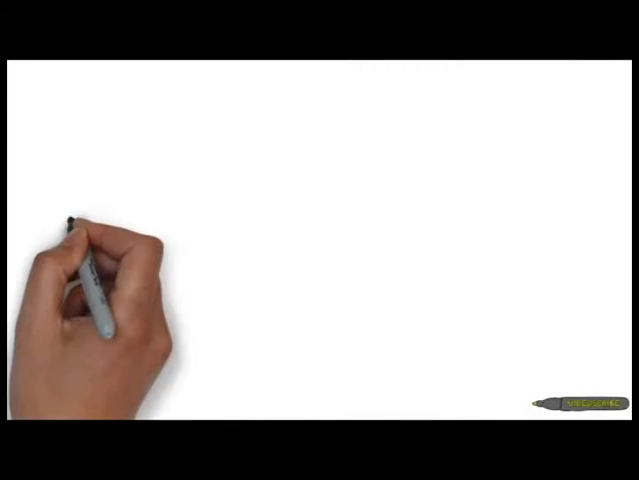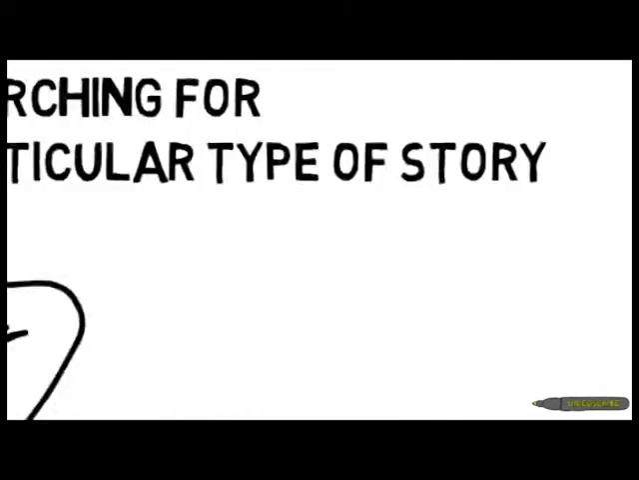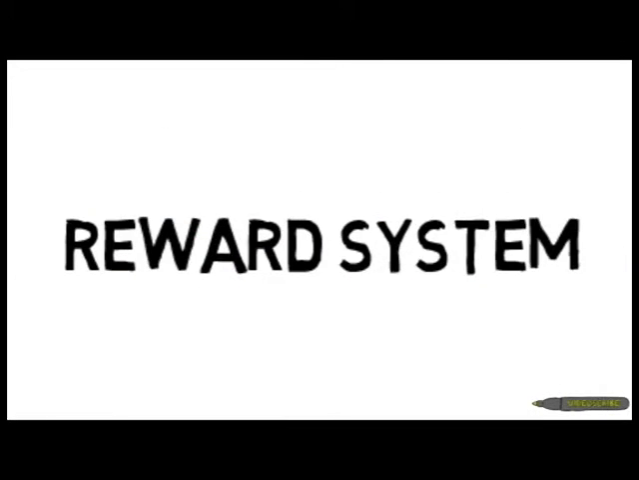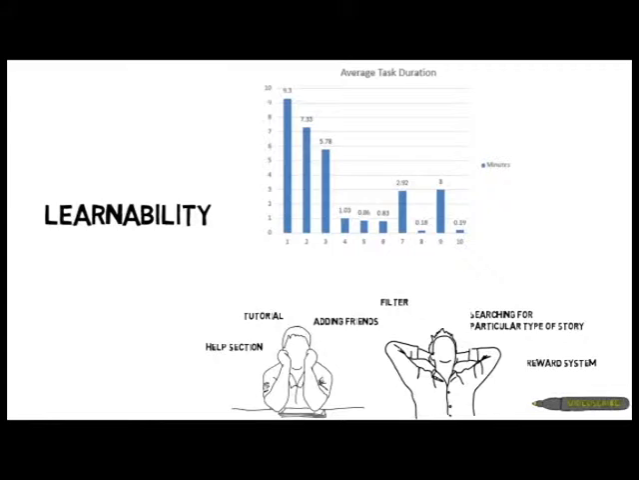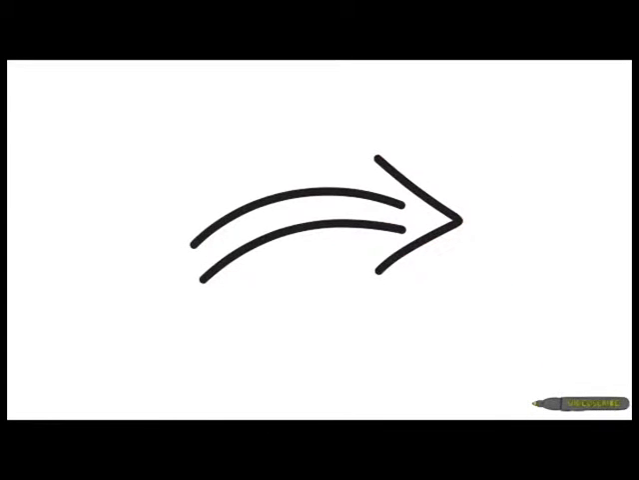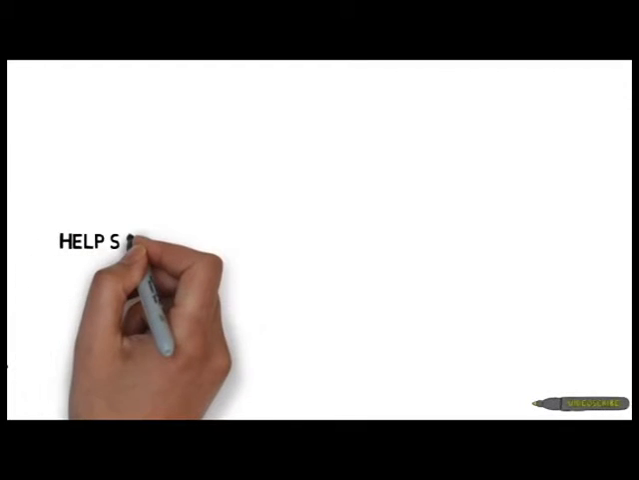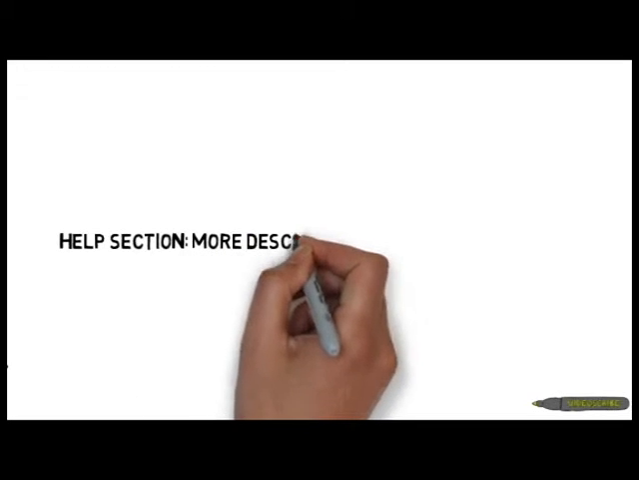The help section, tutorial for the application, ways to add a friend, use of filters, search for a particular type of story or search for a specific story, the reward system. Even though users may figure these out over time, there is certainly room to try to make the onboarding process as simple as possible. Recommendations would be: the help section should be more descriptive and easily accessible.